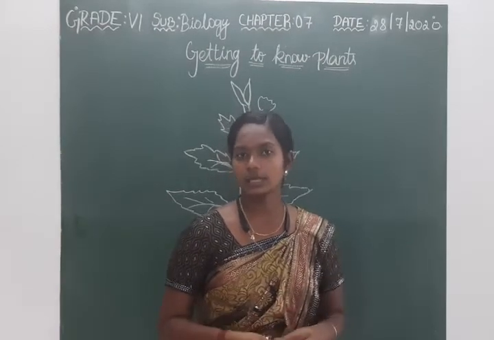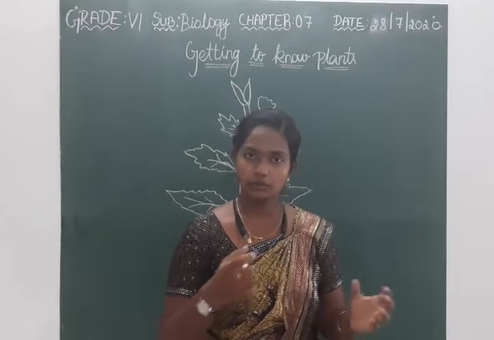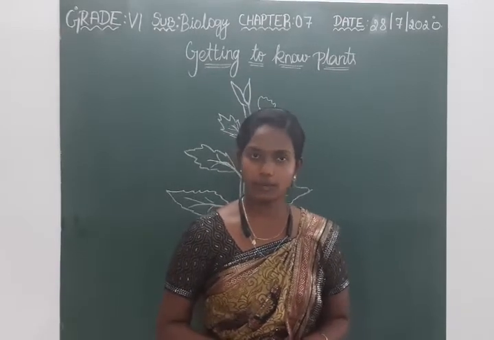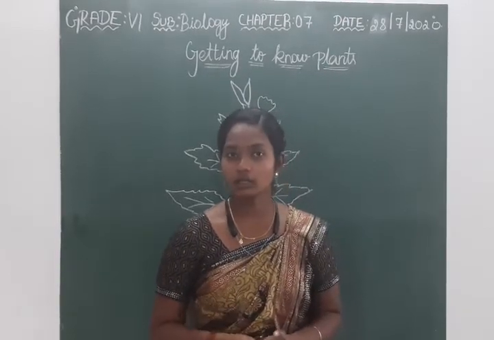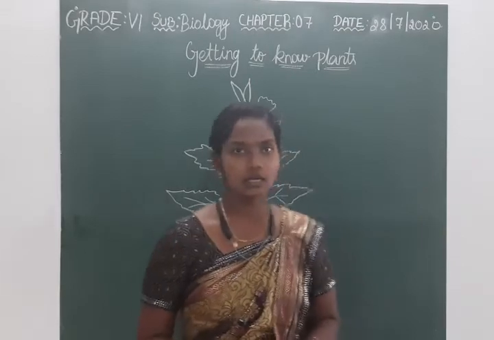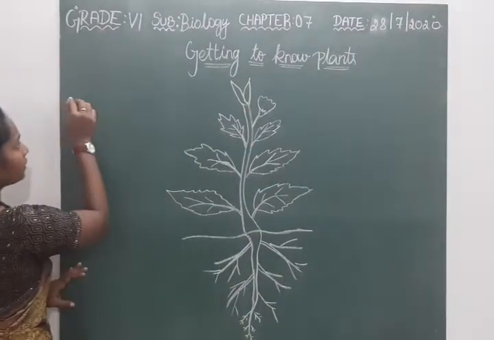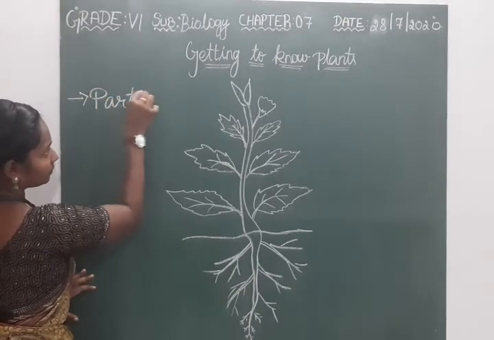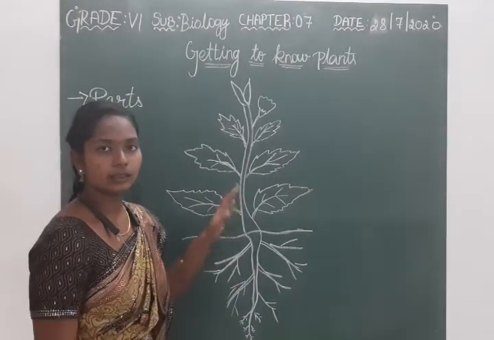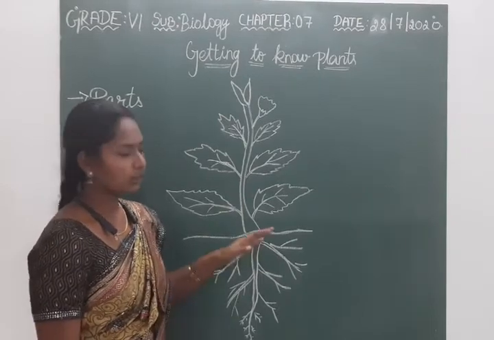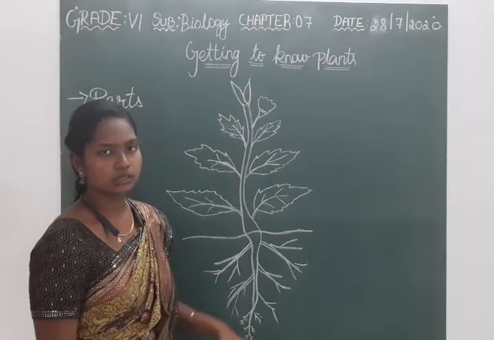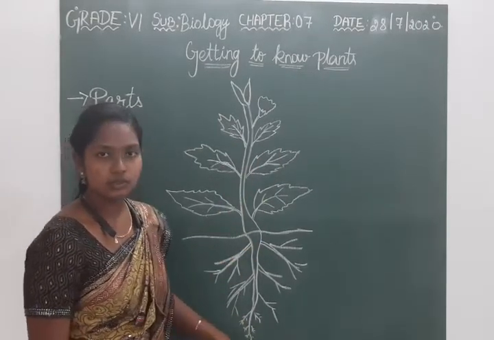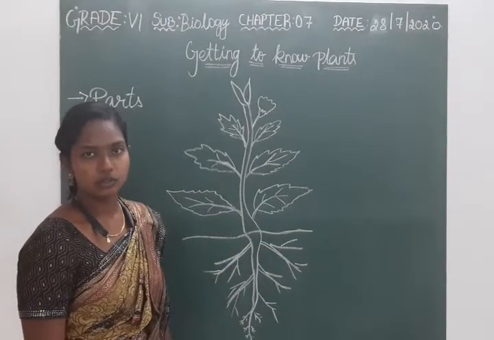In this chapter, Getting to Know Plants, you will be learning about plants in detail. First, we have to learn the parts of the plant. So this is a plant. The plant is divided into two: a root system and a shoot system. Below the soil level is the root system, and above the soil level is the shoot system.